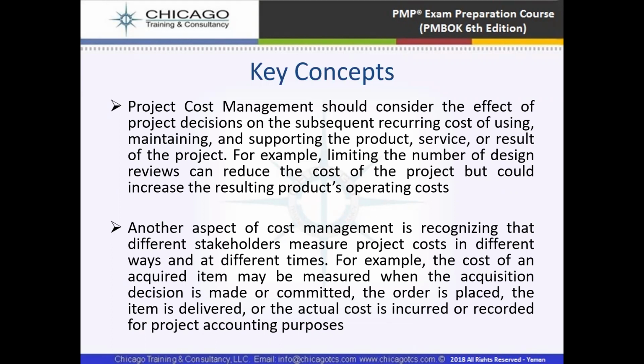Another aspect of cost management is recognizing that different stakeholders measure project cost in different ways and at different times. For example, the cost of an acquired item may be measured when the acquisition decision is made or committed, the order is placed, the item is delivered, or the actual cost is incurred or recorded for project accounting purposes.